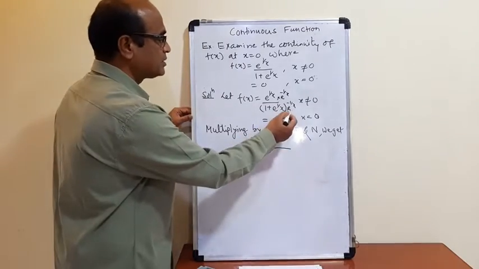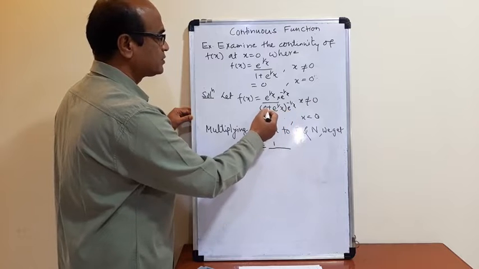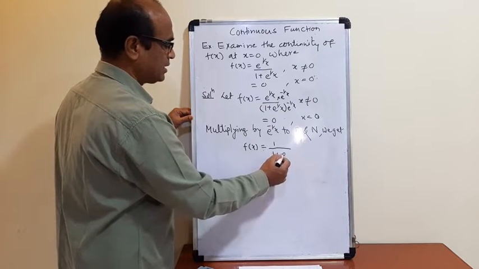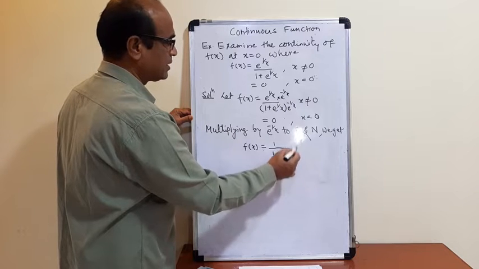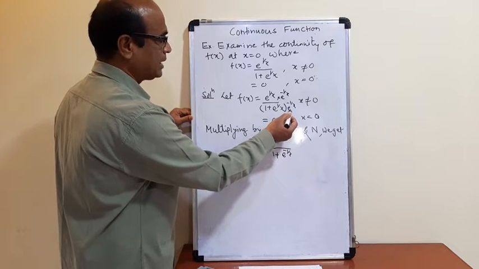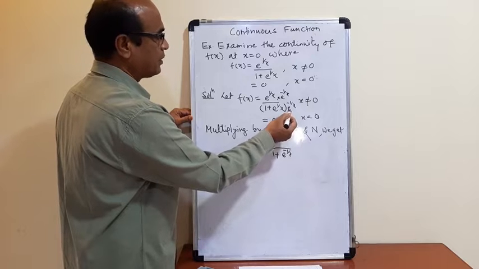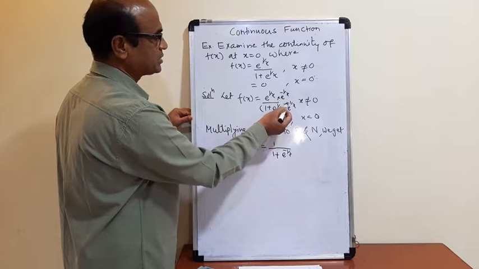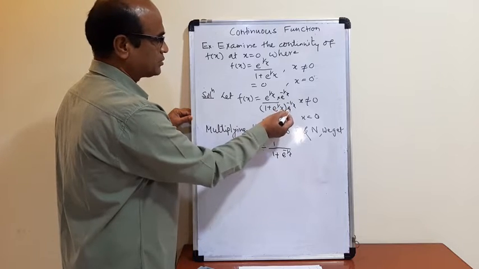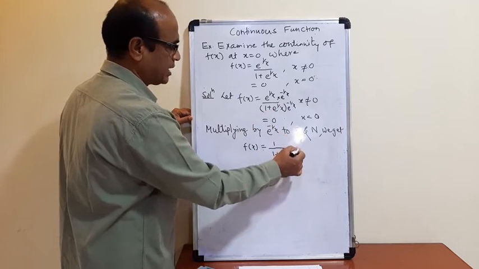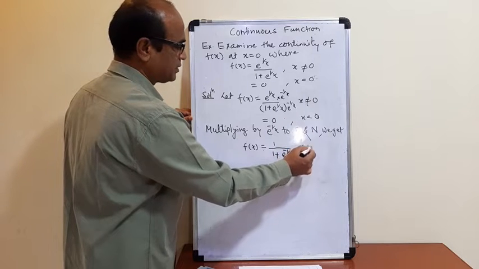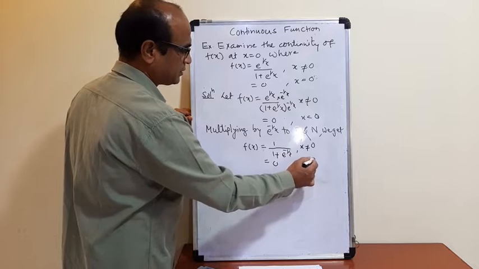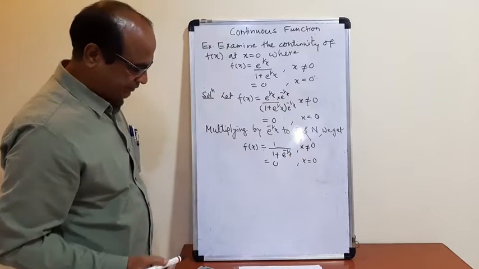So this is equal to 1 in the numerator, and in the denominator 1 plus e raised to minus 1/x. Multiplying this by e raised to minus 1/x, e raised to 1/x minus 1/x is e raised to 0, so that is 1, and e raised to minus 1/x stays as it is here. This holds when x is not equal to 0; otherwise the value is 0 when x is equal to 0.